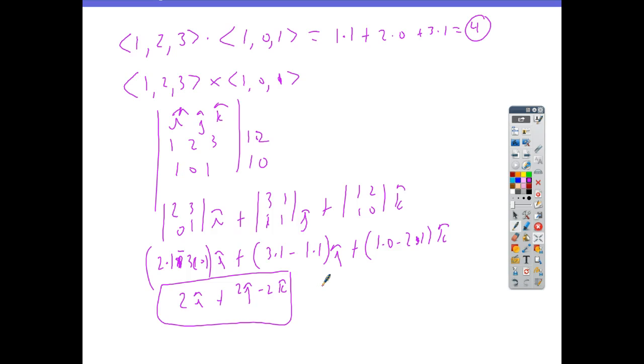That's how we do 3x3s. Hardly ever going to come up in this class. Every so often I'll throw that at you.